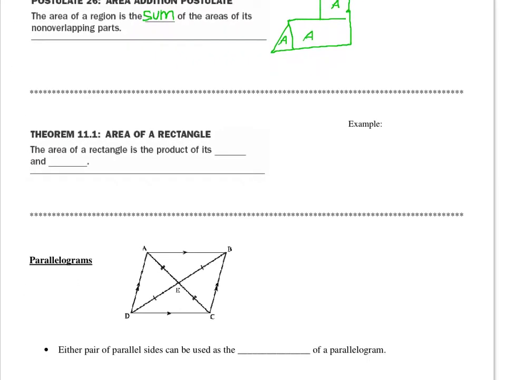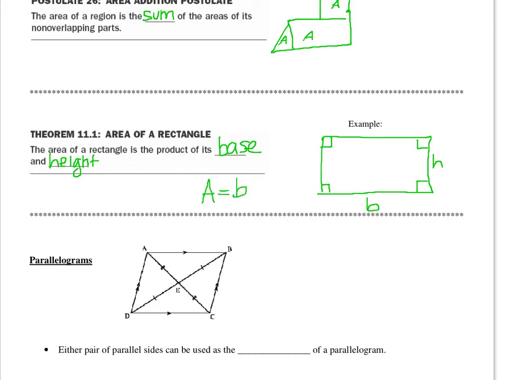All right, theorem 11.1 is the area of a rectangle. So it says the area of a rectangle is the product of its base and height. So product means multiply. So if I draw a picture here of a rectangle, I'm always going to put the B for base on the bottom and the height on the side, and my area equals my base times my height for a rectangle.